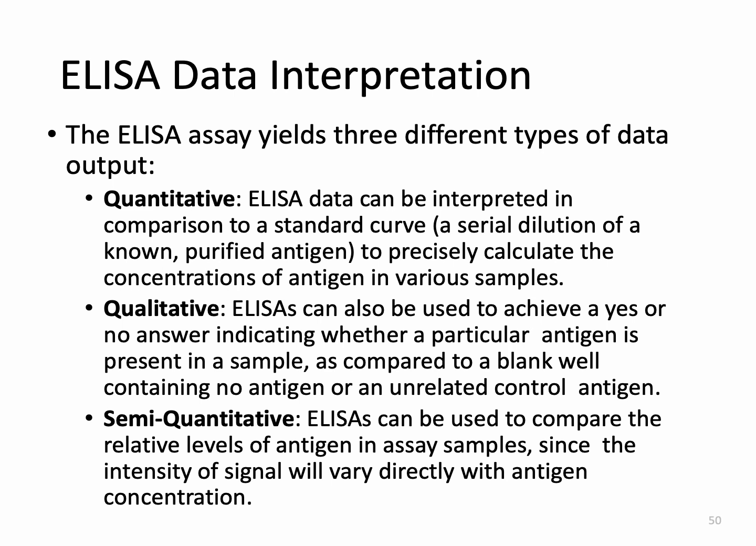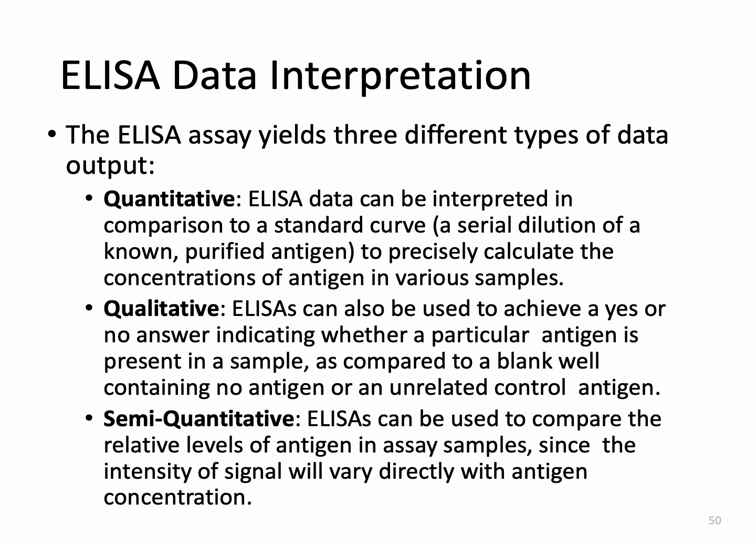Now, for the ELISA data interpretation, the ELISA assay yields 3 different types of data output. So don't forget, we are analyzing our products. Now, one of them is quantitative. So ELISA data can be interpreted in comparison to a standard curve, a serial dilution of a known purified antigen, to precisely calculate the concentration of antigen in various samples.